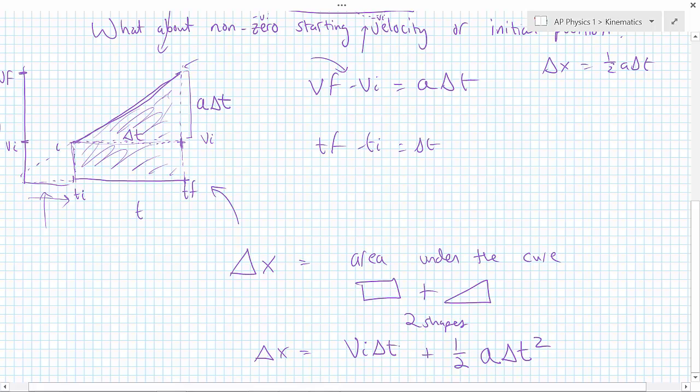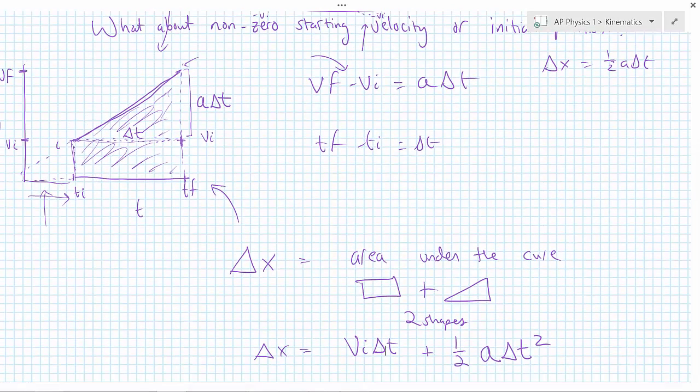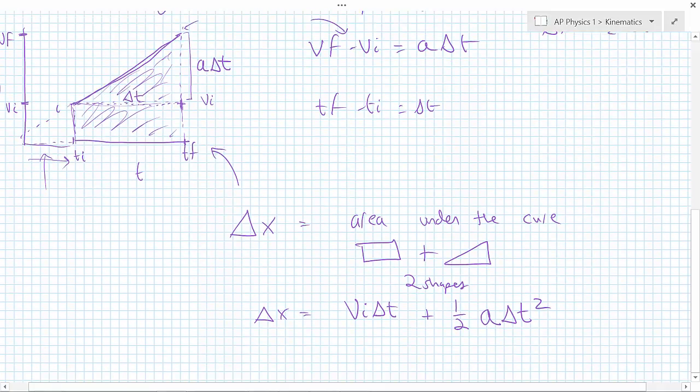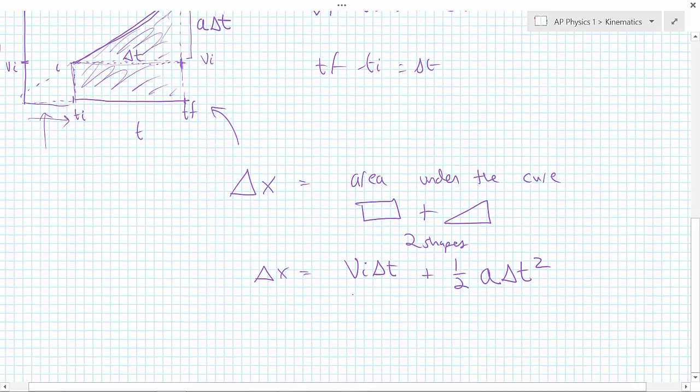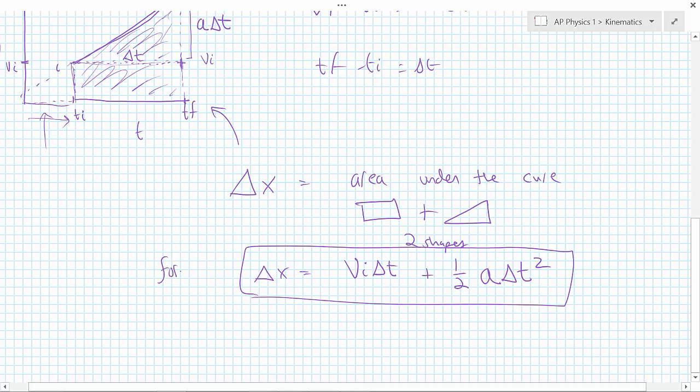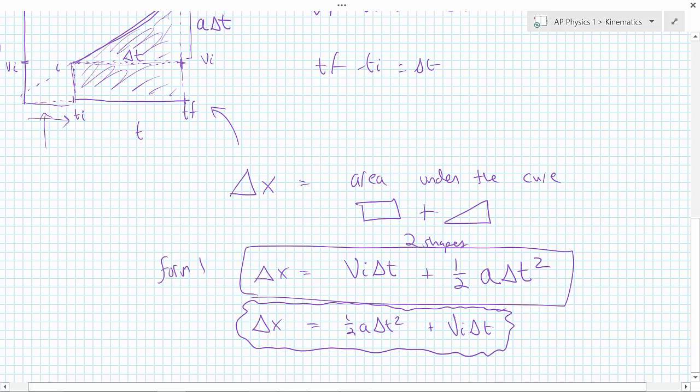So what I can do is I now have a new equation based on this displacement is the area under the curve. When I go back through, taking what I know about velocity and acceleration, I can actually write displacement in terms of this term here. Okay. Now this is one form of this equation. You'll actually usually see it written like this. Delta x is equal to 1/2 A delta T squared plus Vi delta T. Okay, that's going to be one of our big four kinematic equations. I just rewrote it to have the acceleration term first.